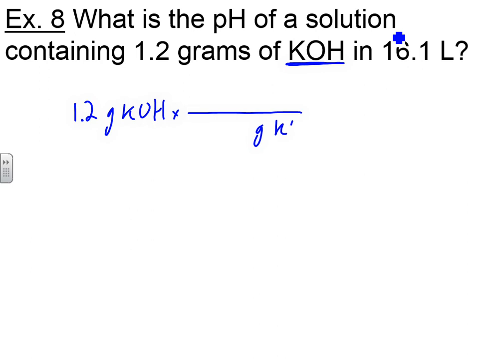And the KOH, hydroxide should be 17.01, K should be 39.10. So we should have 56.11. So 1.2 over 56.11 should give us 0.0214. Let's do 39 just in case. This would be moles. Now to get the molarity, we want to divide that by liters.